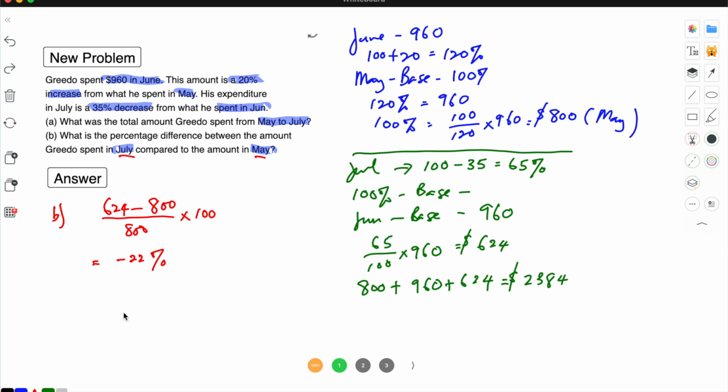So minus 22% means what? It means there will be a decrease of 22% for the July expenditure as compared to May's expenditure. So that's the answer.